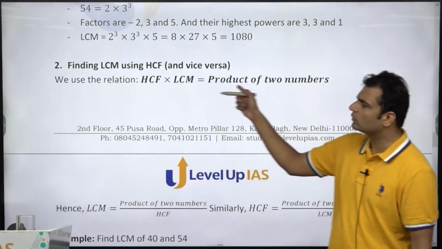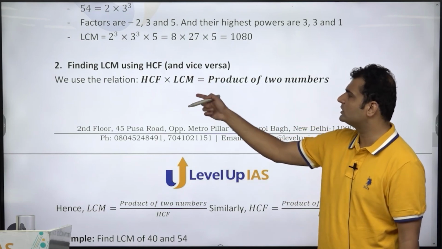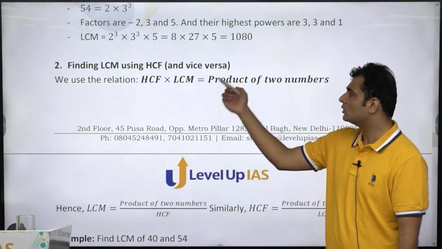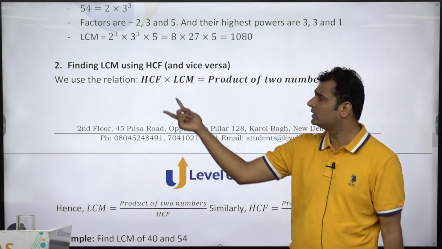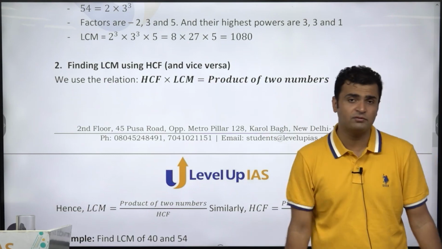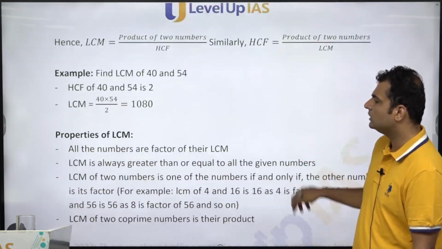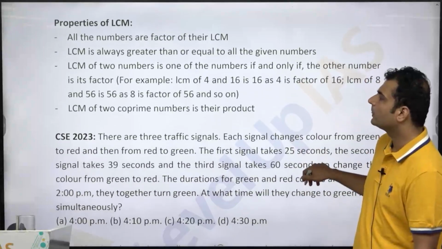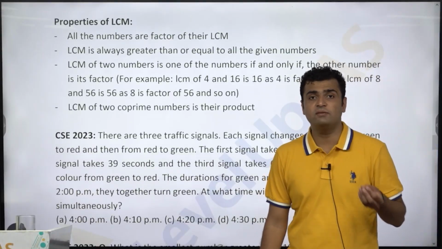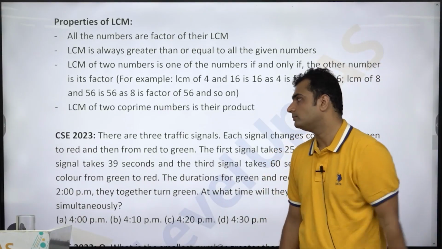And this relation also can be used to find out LCM. LCM into HCF is equal to product of two numbers. So if you know the HCF, then you can find out the LCM. If you know the LCM, you can find out the HCF of two numbers. But for more numbers, it is always important to know how to find out LCM or HCF using prime factors.